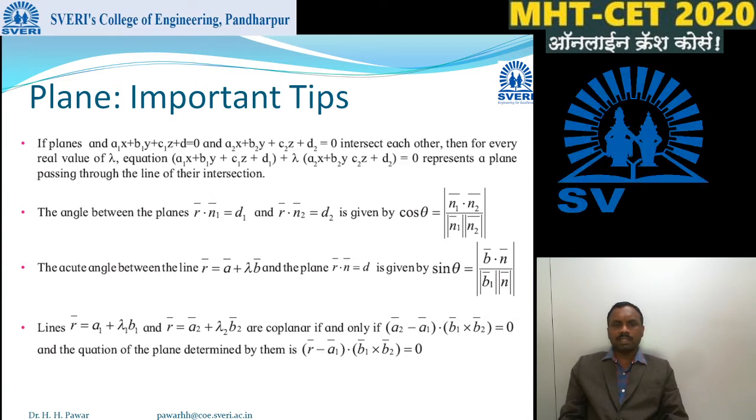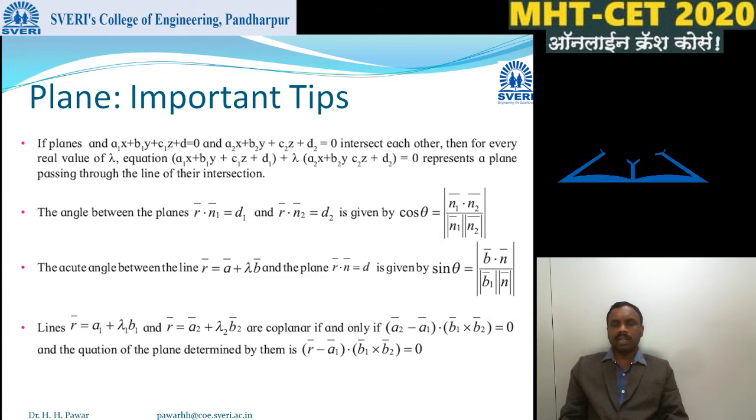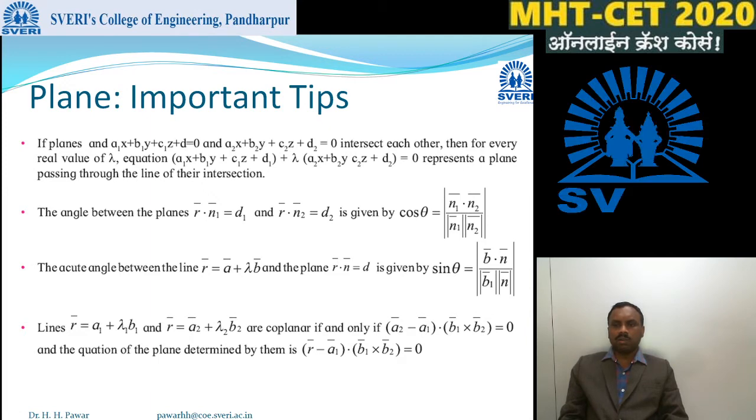Next, the angle between the planes r bar dot n1 bar equal to d1 and r bar dot n2 bar equal to d2 is given by cos theta is equal to n1 bar dot n2 bar divided by modulus of n1 bar modulus of n2 bar.